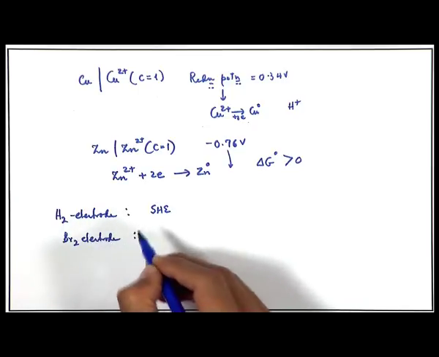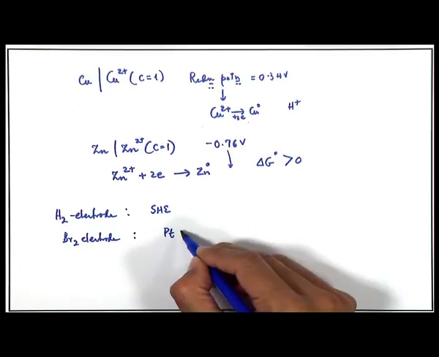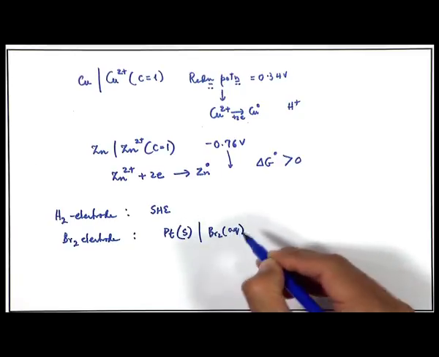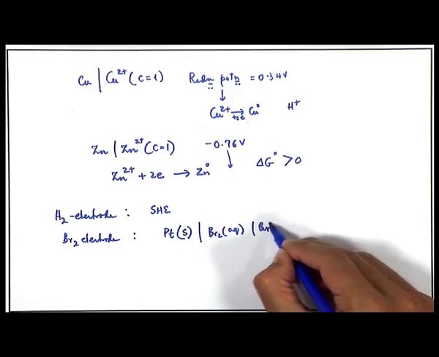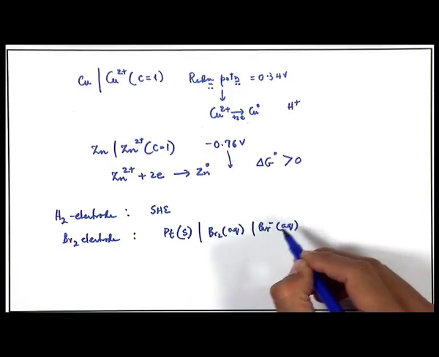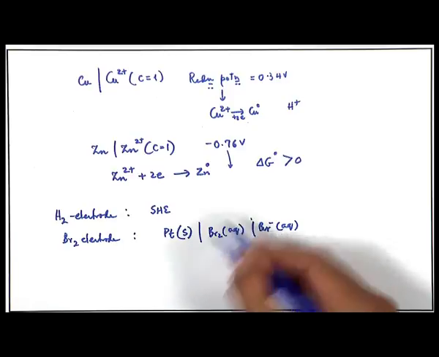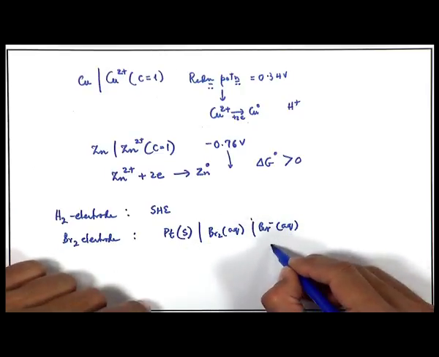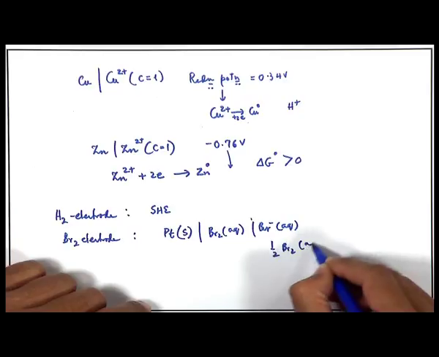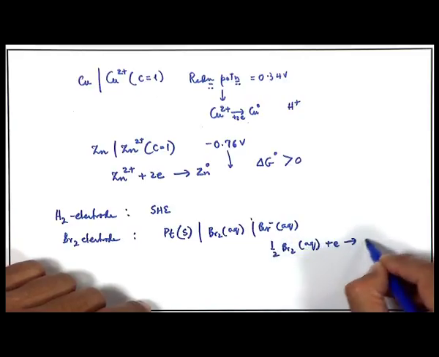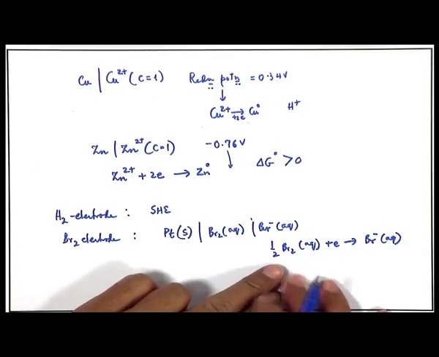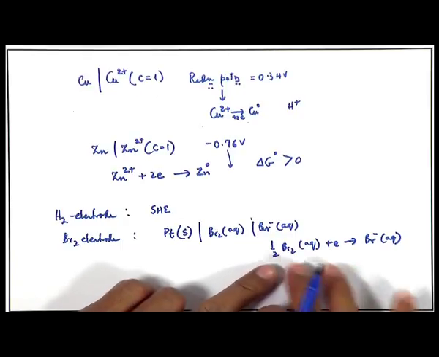Bromine electrode is basically a platinum metal dipped into a solution like Br2 aqueous and Br minus aqueous. So, this is called the bromine electrode, or maybe you can replace bromine by chlorine and chloride, and it will be a chlorine electrode. Basically the reaction is half Br2 aqueous plus electron, that gets to Br minus. So, this is in the reduction scheme. Therefore, this is one electrode.